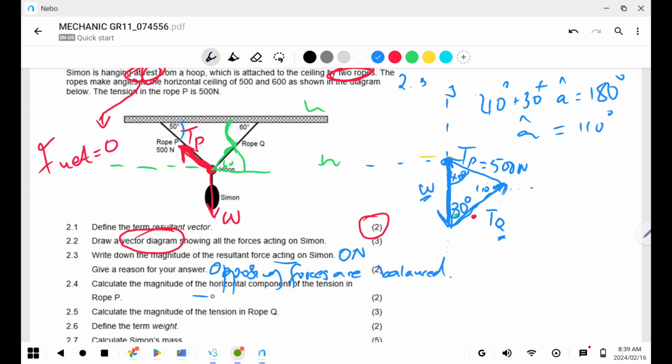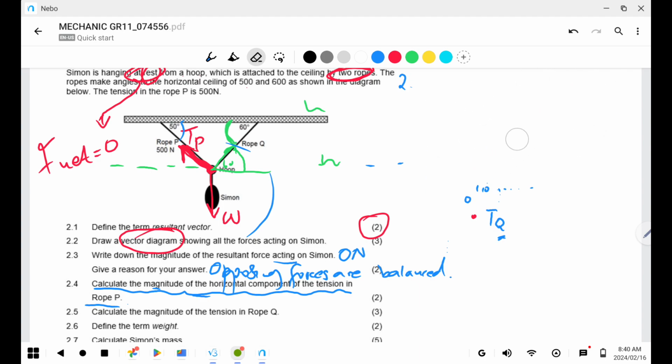And then the other one says, calculate the magnitude of the horizontal component of the tension in rope P. Because I am avoiding using too much mathematics, this was for the answer in 2.2. I'm going to make my life easy. I'm going to come back to the free body diagram. I'm going to use the free body diagram to answer the question going forward. So to use my free body diagram, I need axes, y-axis, x-axis. And if you look carefully at the forces on the diagram, the weight is the only one which is along the y-axis.